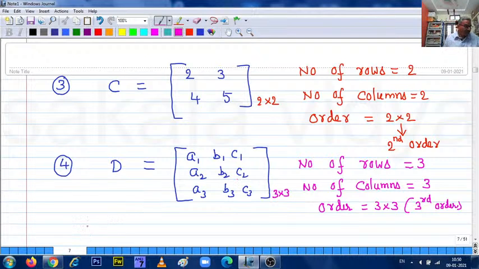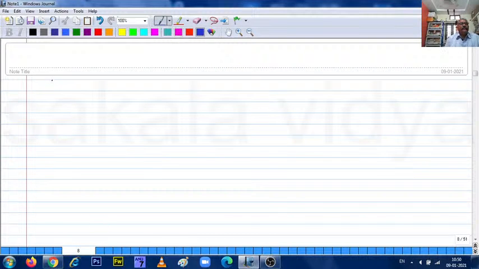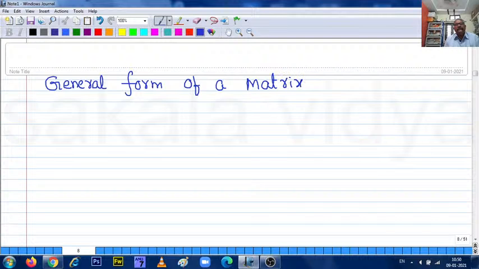Okay, now let us come to the next important concept. General form of a matrix. What is the general form of a matrix? The matrix whose order is m by n is termed a general form of a matrix. So general form of a matrix means, for example, you take like this.